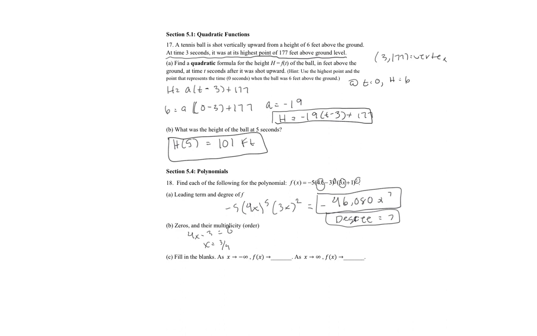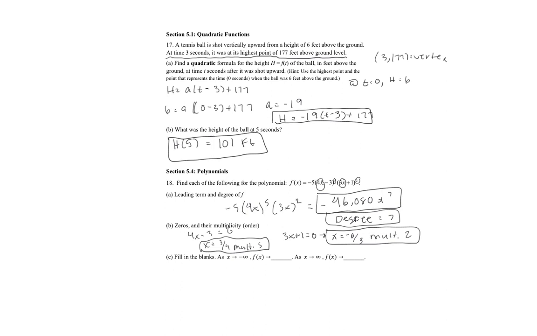And since it's being taken to a power of 5, it's going to have a multiplicity of 5. And then we'll have our second parentheses, 3x plus 1 equals 0. And if we solve for x, we'll get x equals negative 1/3. And that is a multiplicity of 2.